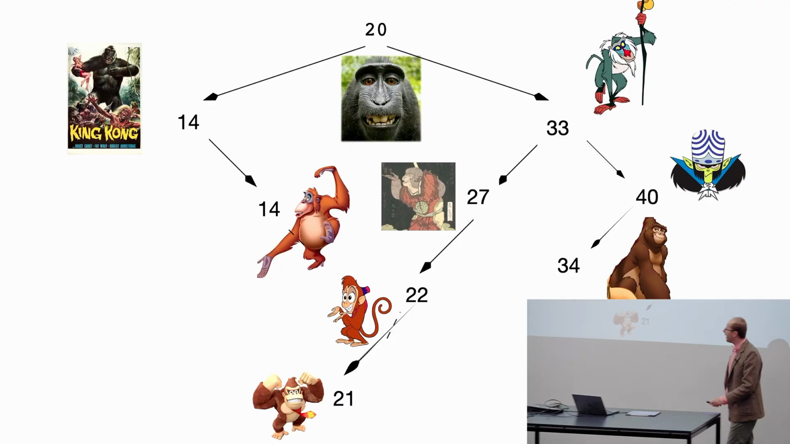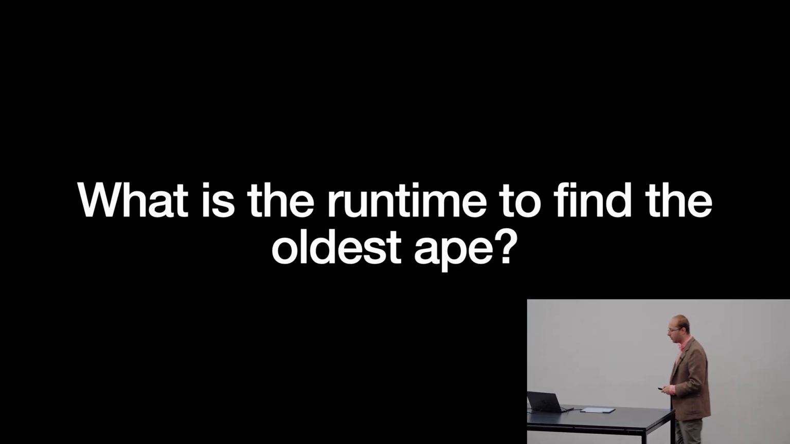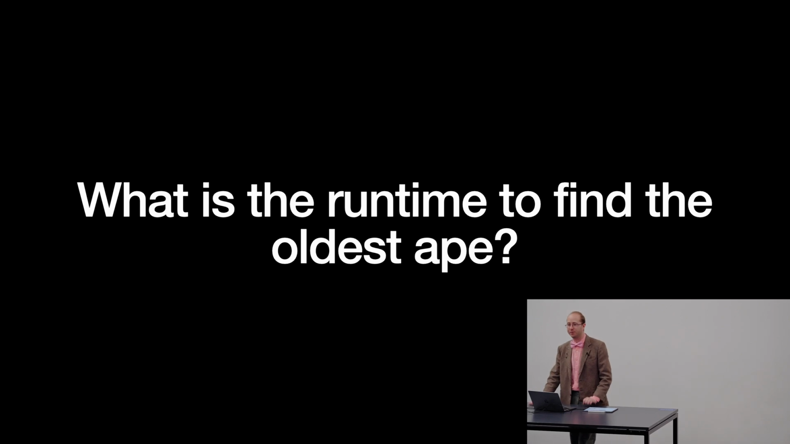So now, keep with the microphone. I've got a task for you. Here is my binary search tree. And now I want to find the oldest ape. So what's the runtime for it? Do you want to take a guess before we go and do it?